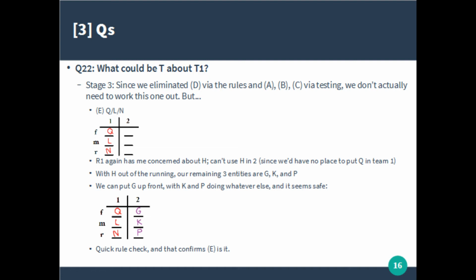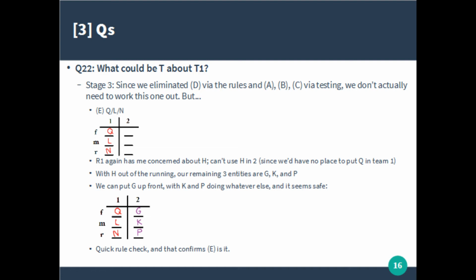We're seeing that Q is not in that middle position, so that disqualifies H from appearing in team 2 at all. And again, if we get rid of H, that restricts us quite a bit, because without H, the only 3 remaining entities we have are G, K, and P. But this one might have some potential. We'll start with G, see if we can plug in G, and we can, it seems. We can put G up front.